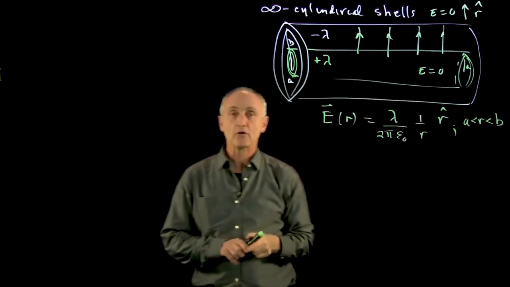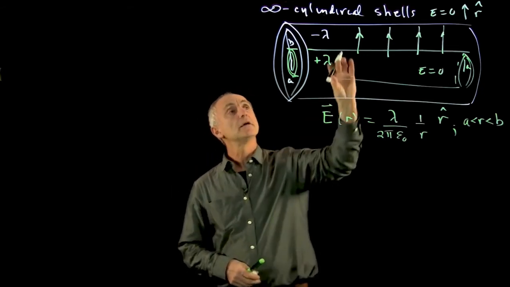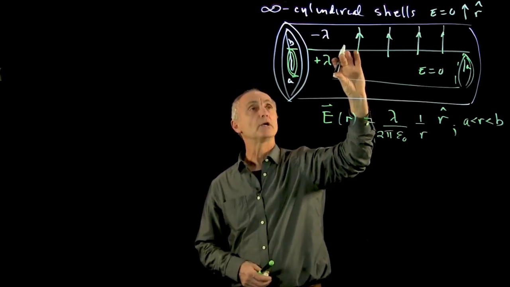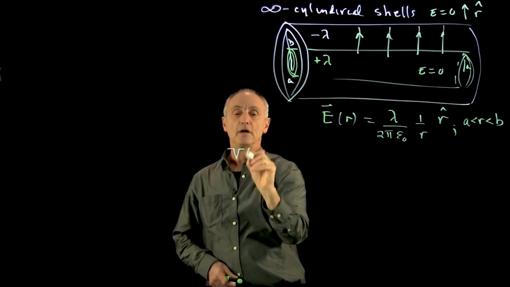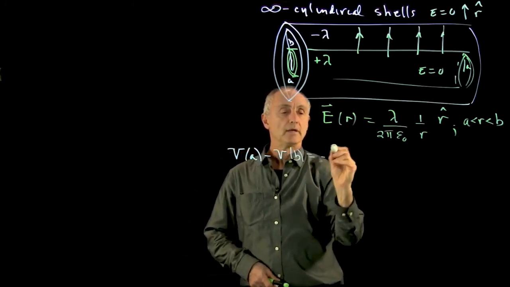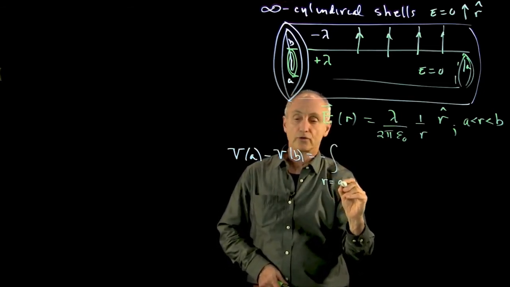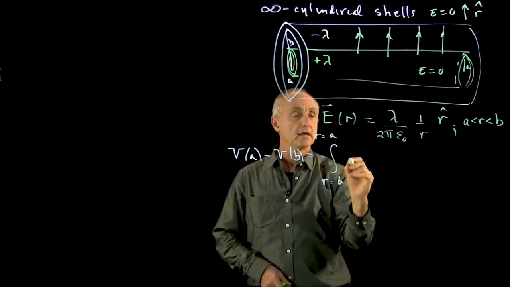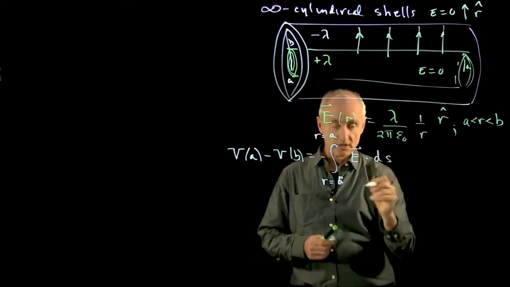And so now we want to calculate, again, our potential function. And again, we expect that the positive shell will be at a higher potential. So we'll calculate V of A minus V of B. And that's the integral, where r goes from b to a, of the electric field E dot ds.